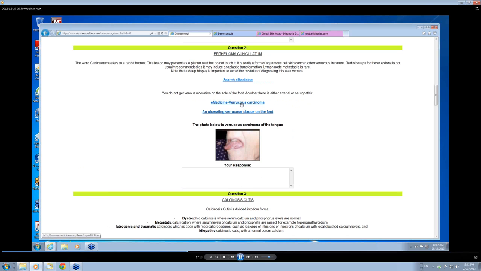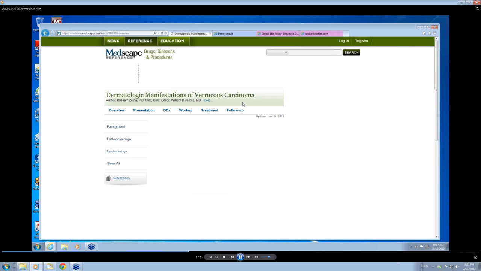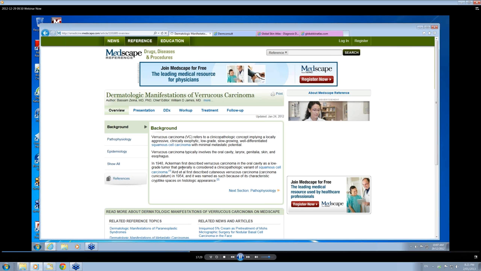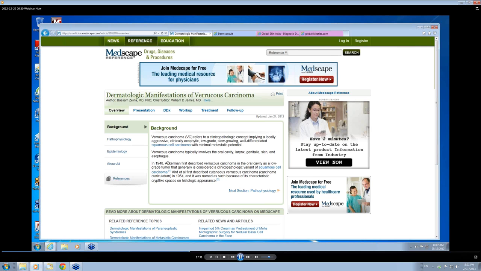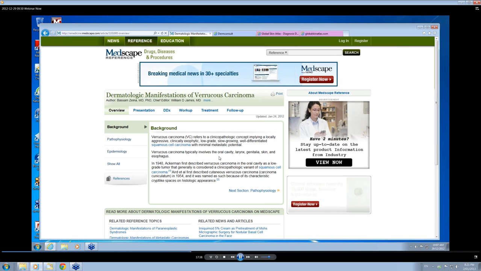Let's just have a little glance at this eMedicine thing and see if it's got any pictures here. Not sure if it will have. Yeah, it's just slow growing, well differentiated SCC, minimal metastatic.